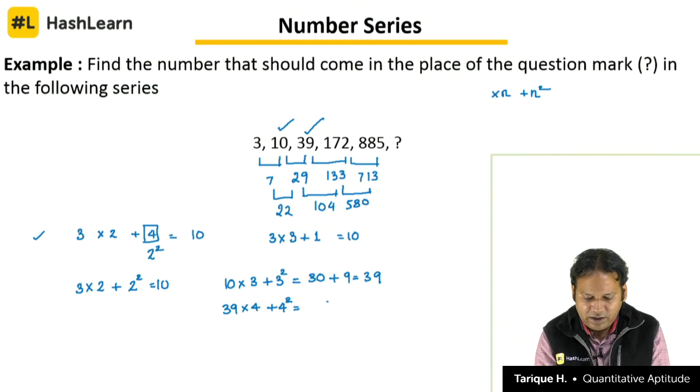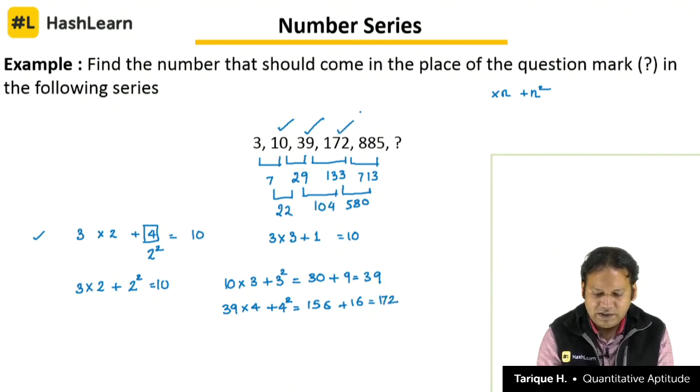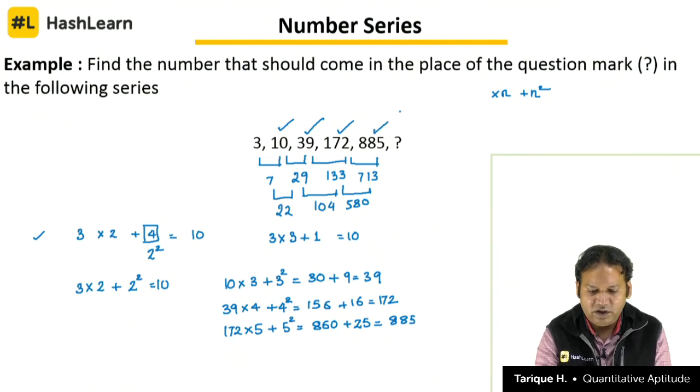So 4 into 9, 36, 3 in hand, 12 plus 3, 15, 156, and 156 plus 16, that is 172. So that is perfectly right, 172. If you see 172 into 5 plus 5 square, 5 into 172, 860, and 5 square 25, 860 plus 25, 885. So it's perfectly, everything is falling into place.